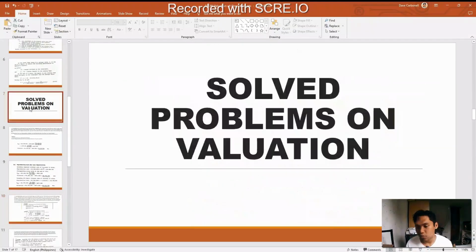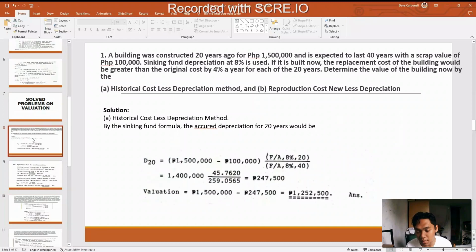So now we come to the solved problems on valuation. The first problem is a building was constructed 20 years ago for 1.5 million pesos and is expected to last 40 years with a scrap value of 100,000 pesos. Sinking fund depreciation at 8% is used.